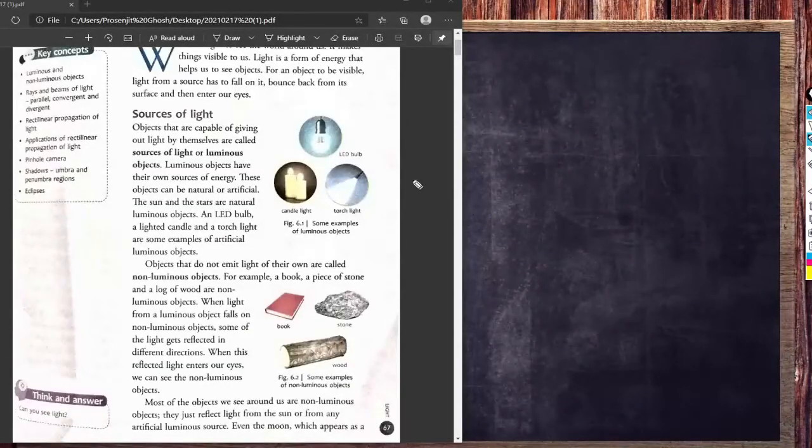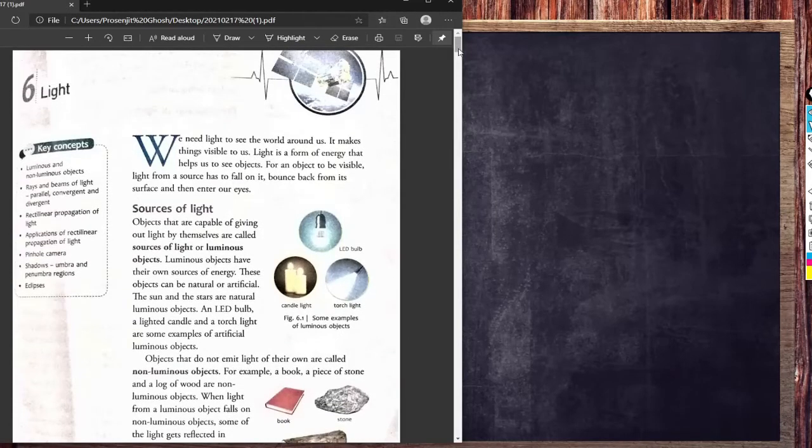So we are back with a new chapter that is light. Okay, so first of all, what do we have to learn about light? There are two types of light sources. One is luminous, another is non-luminous. How can we differentiate between them?